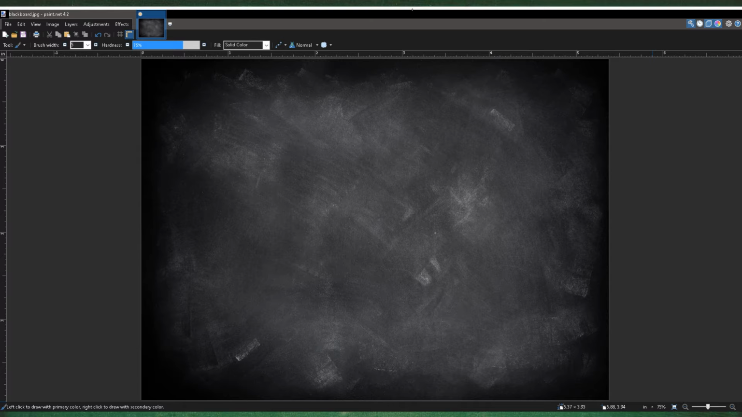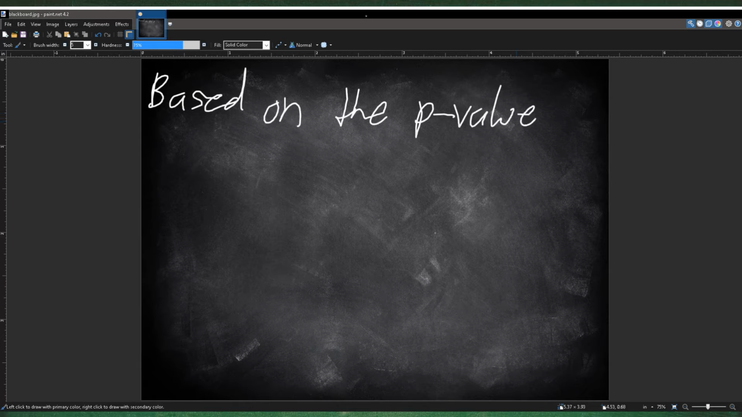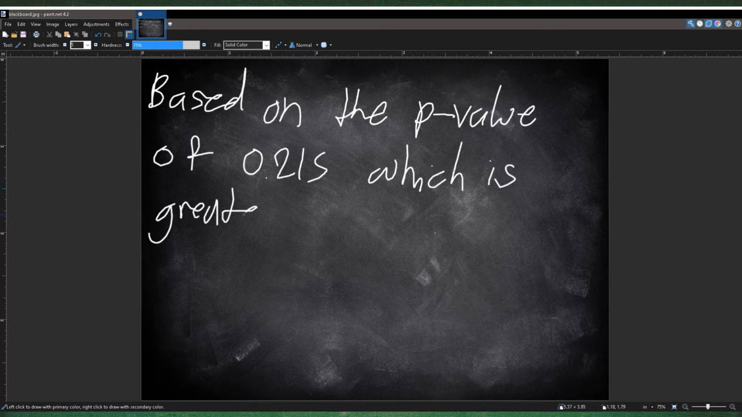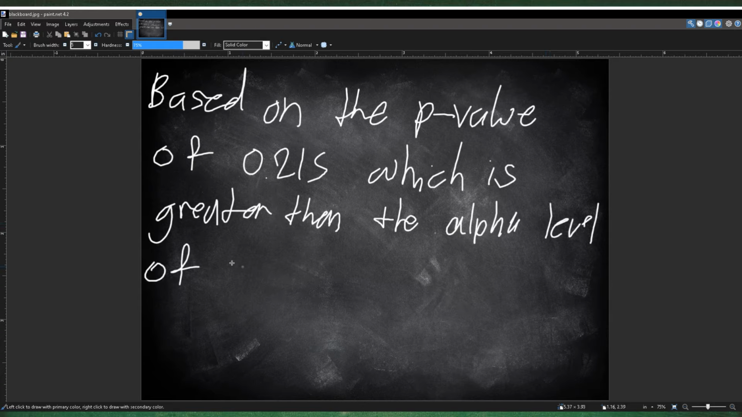So we just need to write that out as a conclusion. So our conclusion would be: based on the p-value of, I think it was, 0.215, which is greater than the alpha level of 0.05, I fail to reject the null hypothesis, right?